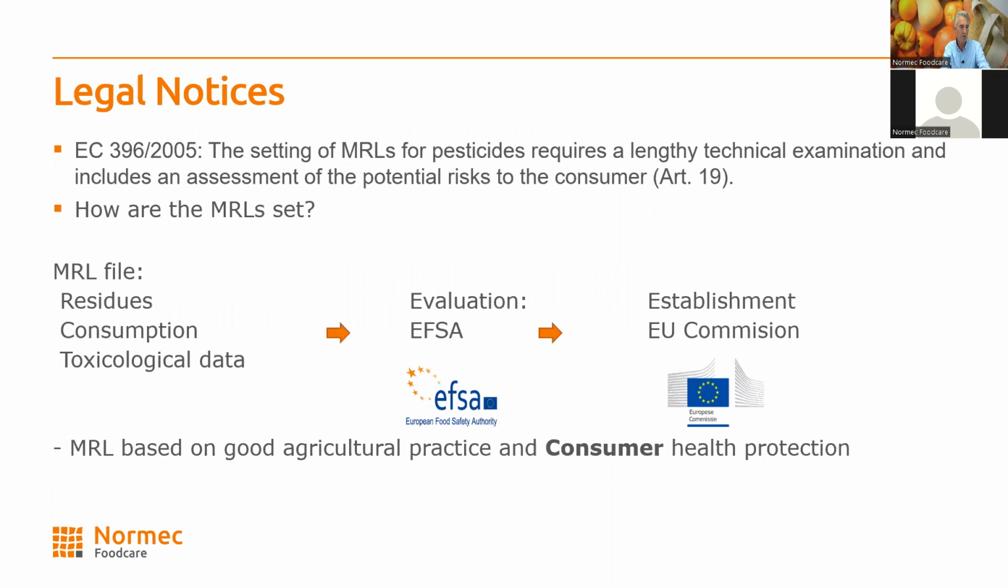What I already mentioned, 396 is really important. The setting of MRLs for pesticides requires a lengthy technical examination, which includes an assessment of the potential risk to the consumer. And how are the MRLs set? Well, for an MRL file, we have residues of pesticides, we have consumption of food, and we also have toxicological data. This information is sent to the EFSA, and they make an evaluation and give advice to the EU Commission, and that means that they then make the MRL based on good agriculture practice and consumer health protection.